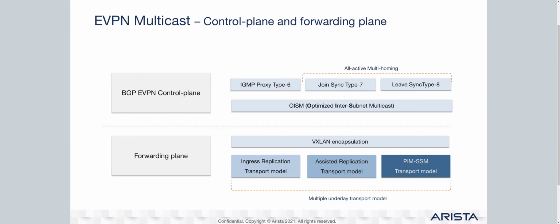As Alex was mentioning, it builds upon the route types that we covered in session 5, the route type 6, and also the active multi-homing type 7 and type 8. From a forwarding plane perspective, obviously we're talking about VXLAN encapsulation in this solution. There are 3 transport models: ingress replication, assisted replication, and PIM SSM. And PIM SSM is the one that we are focusing on in this presentation.